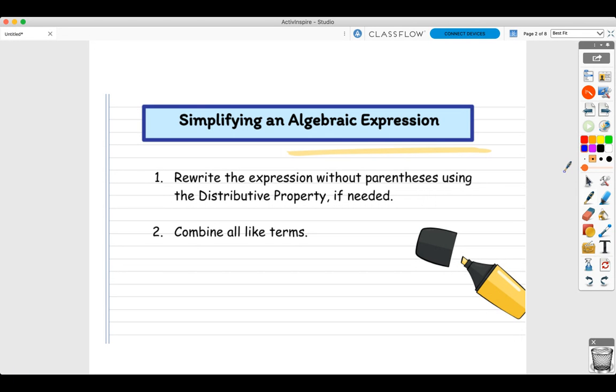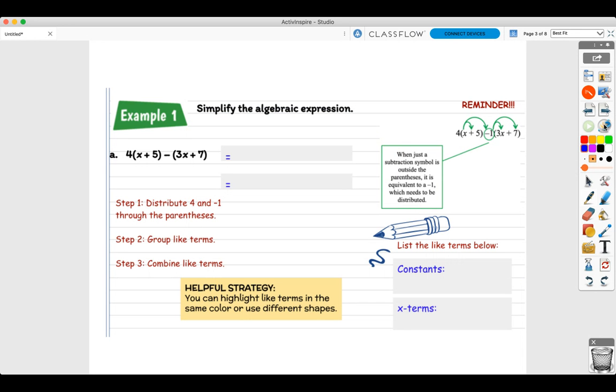So simplifying an algebraic expression. Rewrite the expression without parentheses using the distributive property if needed. So some problems you may have where you have an integer multiplying by a parentheses, like you did earlier in the week using distributive properties. So you've got to go through that. And then when you have the problem without the parentheses, you combine like terms like we did yesterday and the last 2 days.